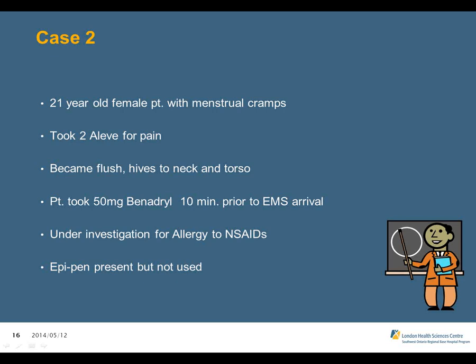And when you get there, she states that she's under investigation for an allergy to NSAIDs, and what she failed to realize is that Aleve, which is naproxen, is in fact an NSAID. She was given an EpiPen by her allergist. She has it, but she did not use it here today.